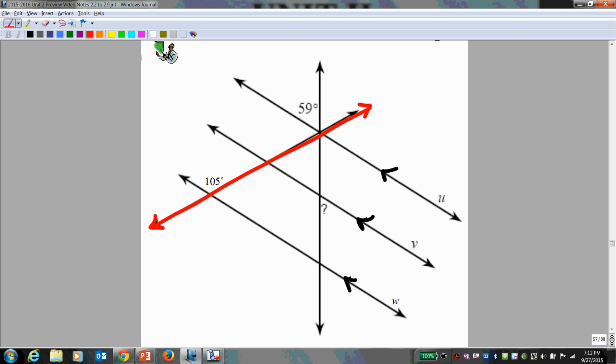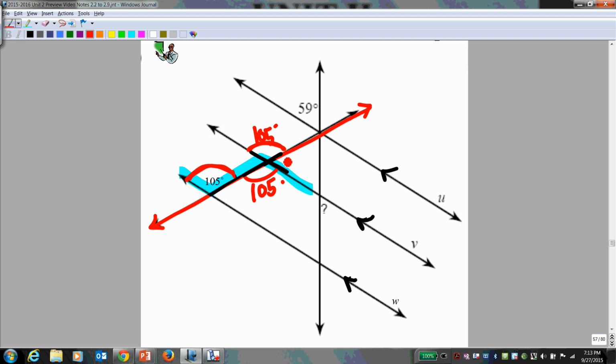You ready? Start with always what you have. We have the 105. That's between the lines. So we want to watch out for armpits of the Z here. Armpits of the Z. That means this is also 105. We have bow tie angles here, vertical angles, which means this right here is 105. Corresponding, one's in, one's out, same side.